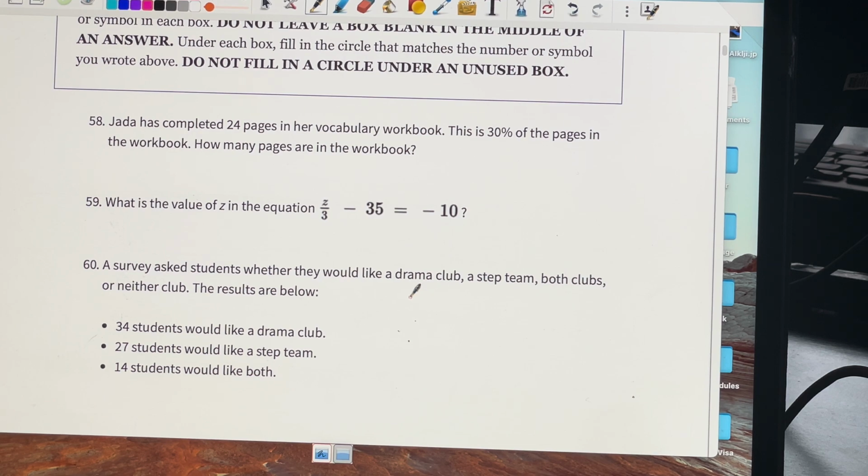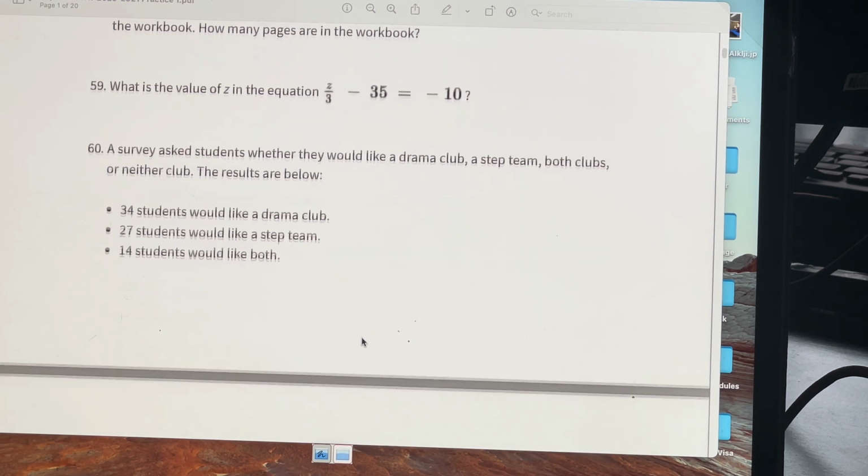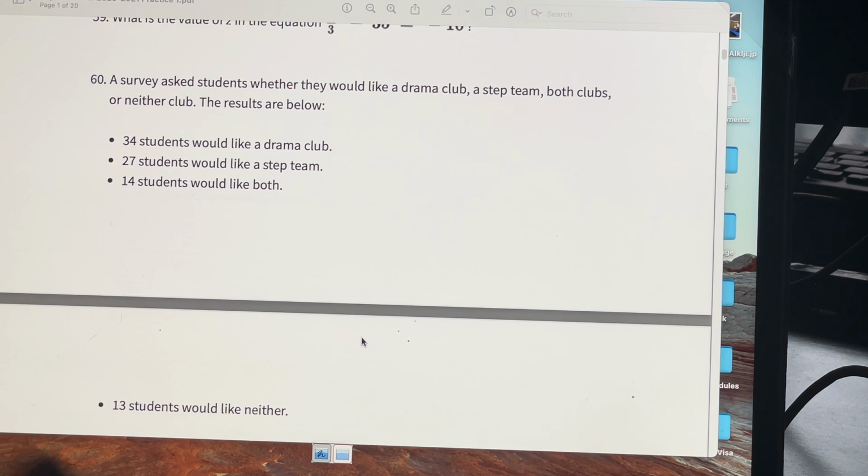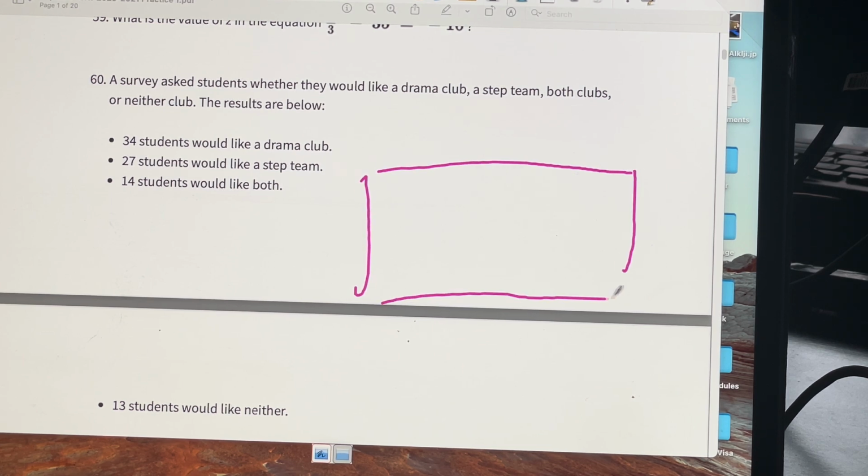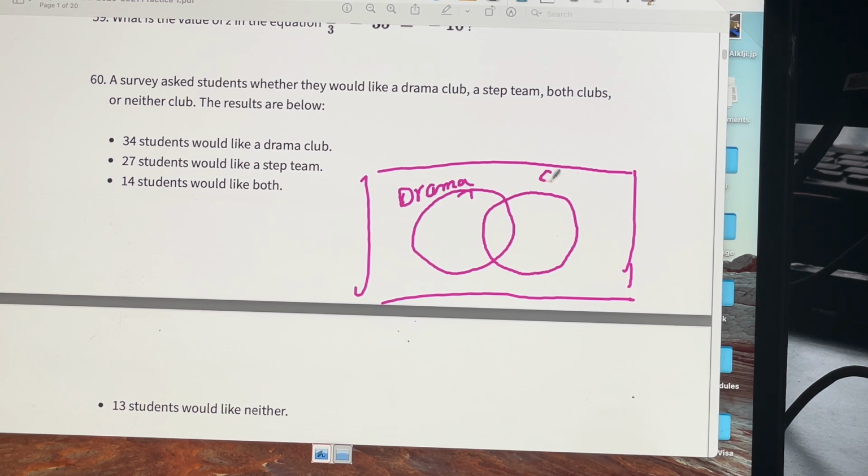This one, by now, I hope that you can see that, for me, it's a Venn diagram problem. I don't know if there's an easier method that you're more comfortable with, you can use that. So here's my Venn diagram. I'm talking about the drama club, and I'm talking about the step team. So drama over here, and step. I need to fill in these 4 parts here: the people who do only drama, the people who do drama and step, which would be the intersection, the people who do only step, and then the people outside who don't do anything.